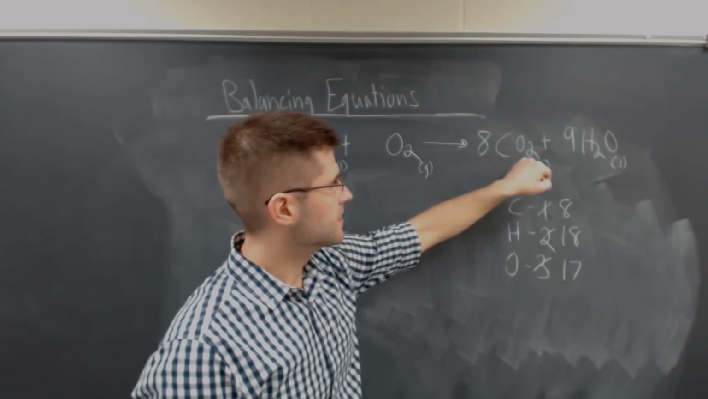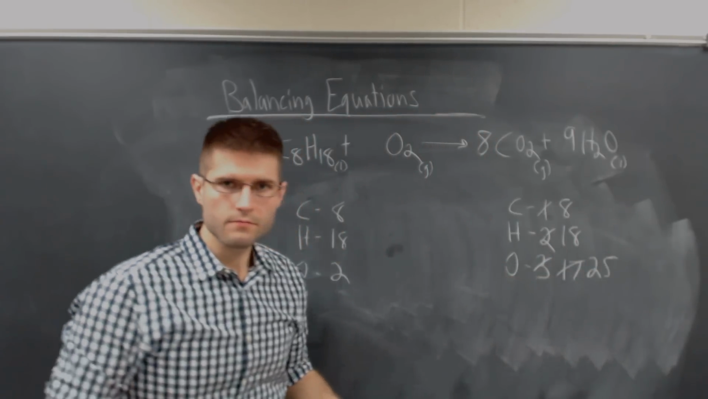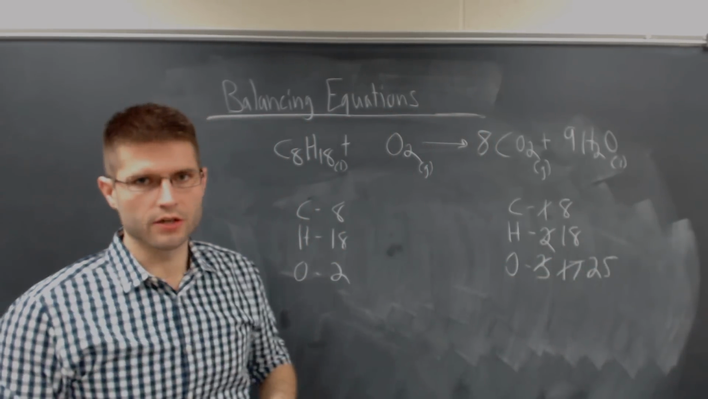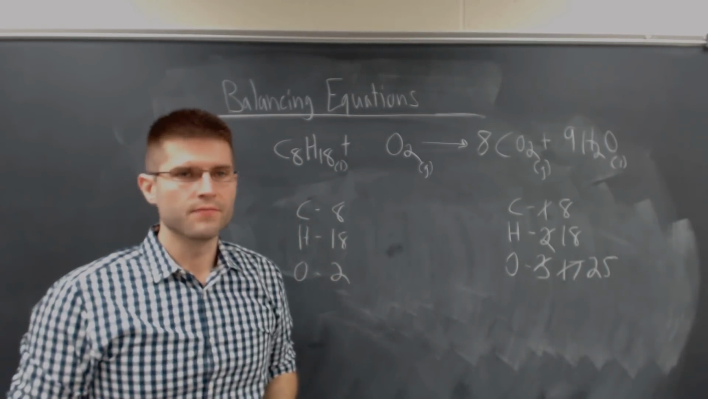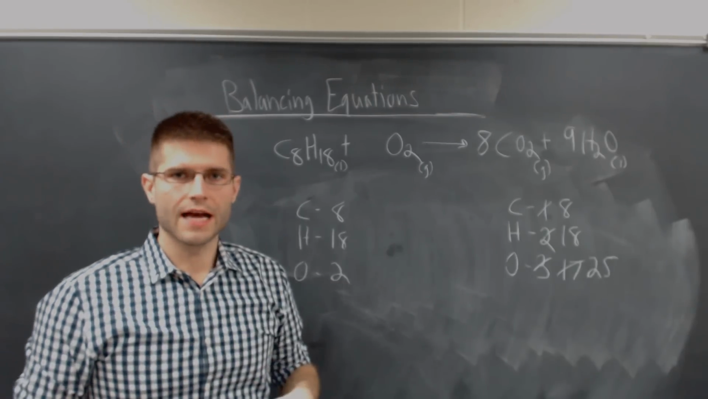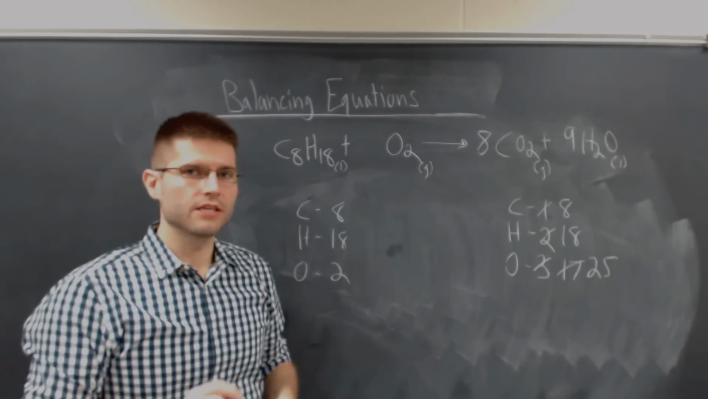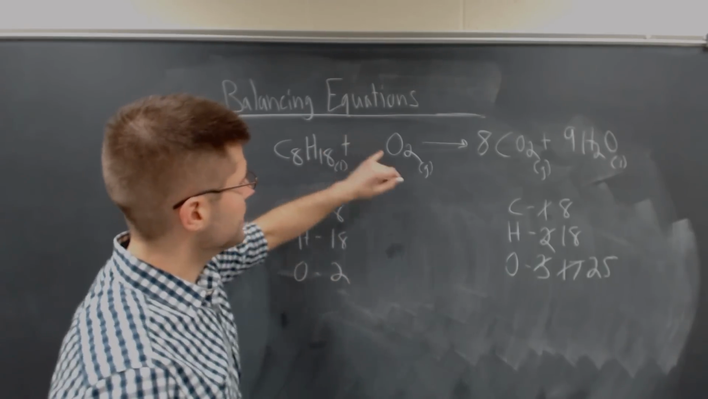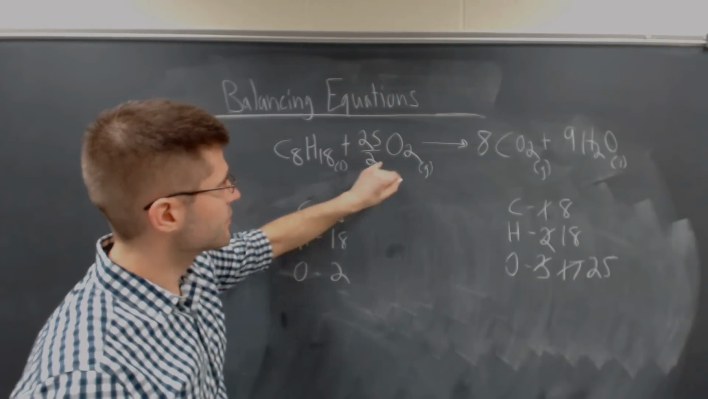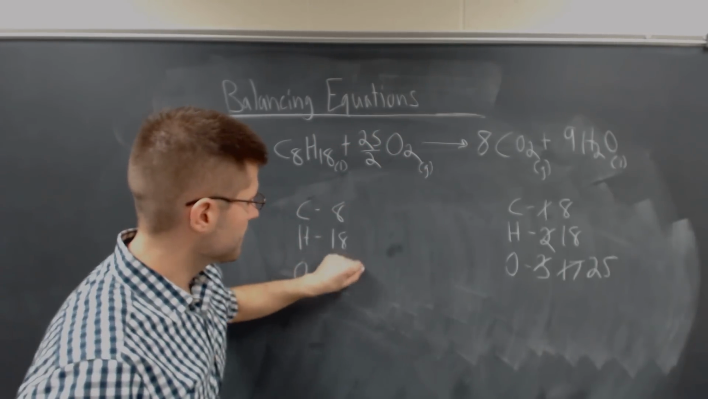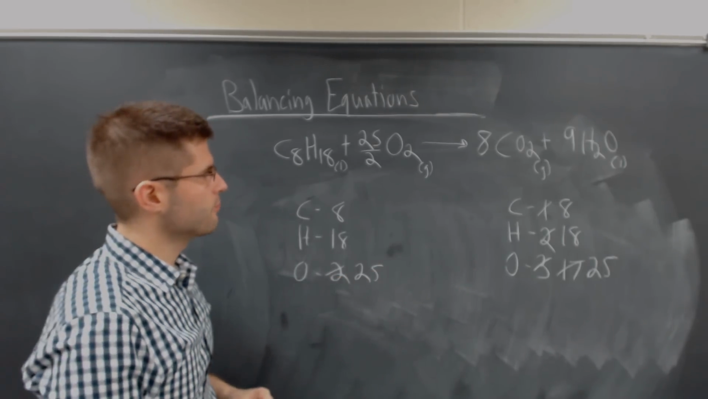Our oxygens, this is 16 plus 9 is 25. Well, we only have 2 oxygens over here, 25 over here, so we need to put a stoichiometric coefficient. The stoichiometric coefficients for this class are always going to have to be whole numbers at the end. But initially, you can add fractions. So the easiest way to get rid of this 2 would be to multiply 25 halves by 2. That would give me 25 on this side. It is a balanced chemical equation at this point.